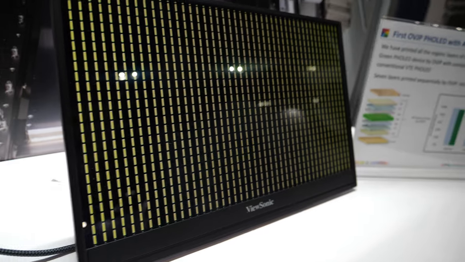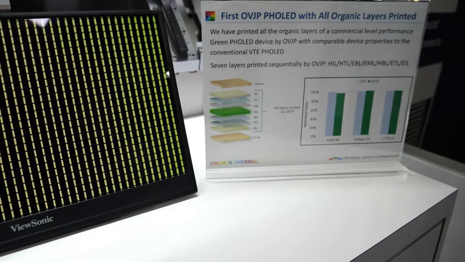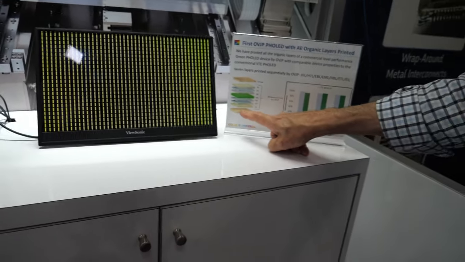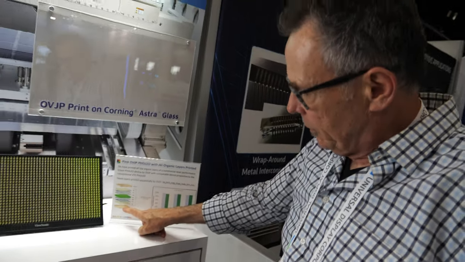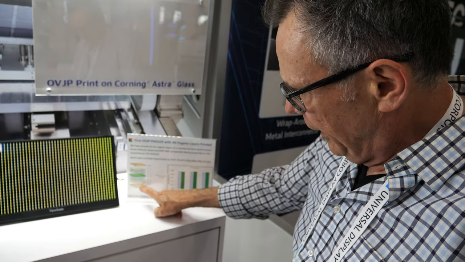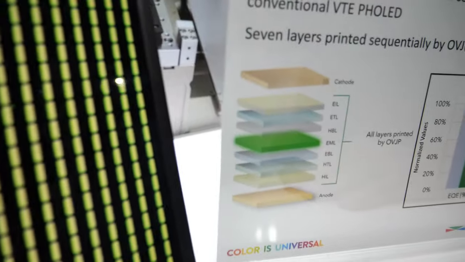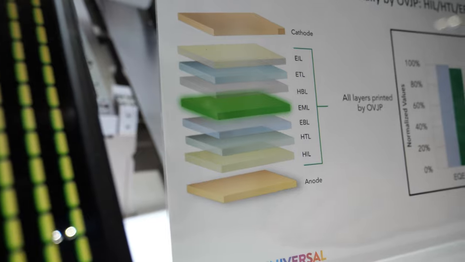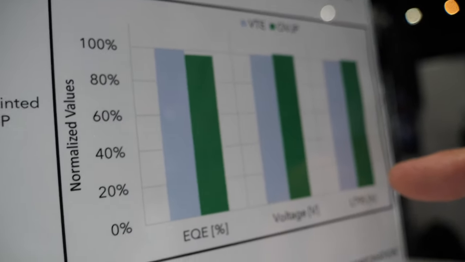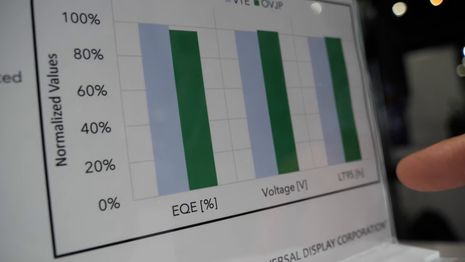So all the layers, what does that mean? There's nothing left to do? It means you have the whole thing? We didn't deposit the anode. That's part of the structure of the LED device. These are all the organic layers that comprise the color aspect of a pixel. And these graphs indicate that we are comparable to the present day technology in every respect.